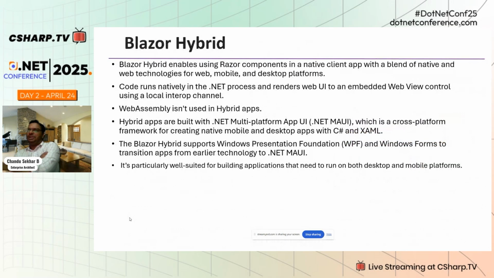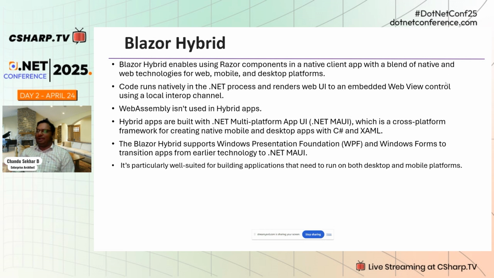Now I'm going to Blazor Hybrid. It is from .NET 8. This functionality is coming from .NET 8. Blazor Hybrid enables using Razor components in a native client app with a blend of native and web technologies for the web, mobile, and desktop platforms.